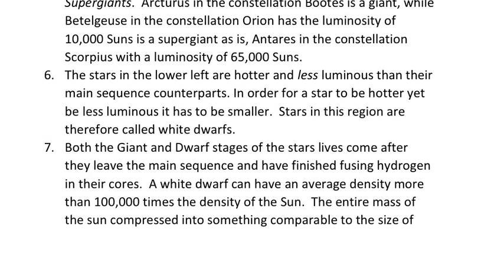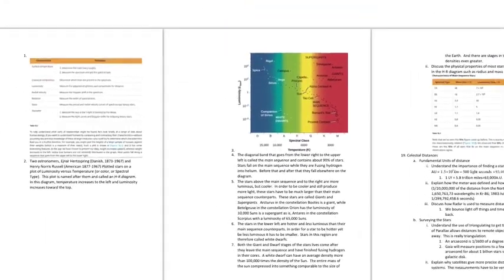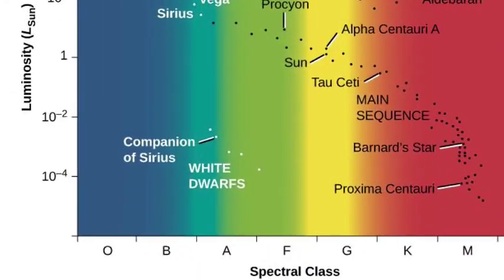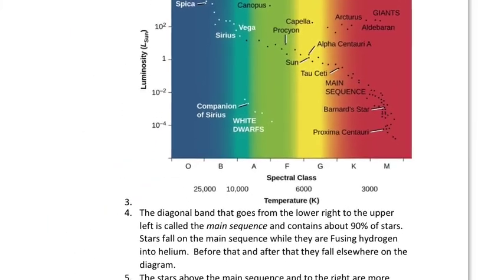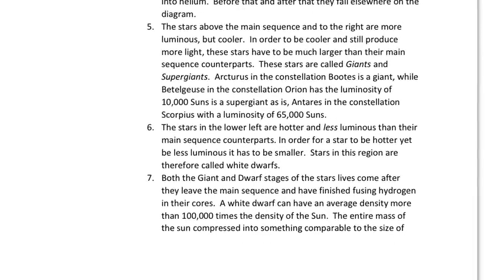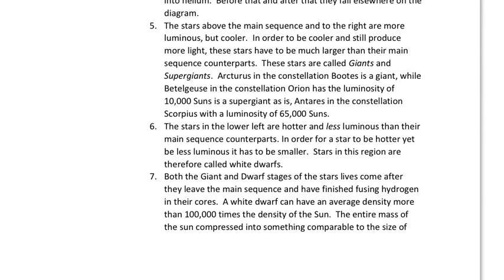A white dwarf can have a density of 100,000 times the density of the sun. The white dwarf is at the very end of the sun's life; it'll end up as a white dwarf. These objects have roughly the mass of the sun inside something the size of the Earth. And so a white dwarf can have a density more than 100,000 times the density of the sun.